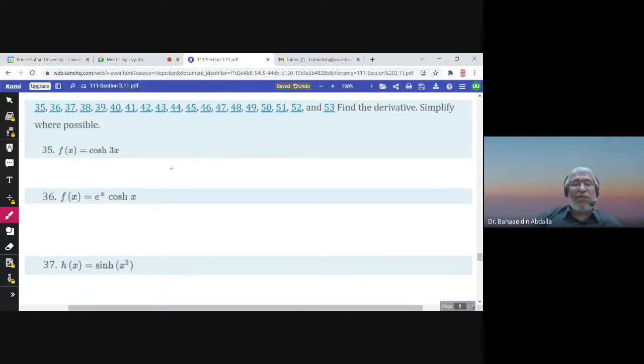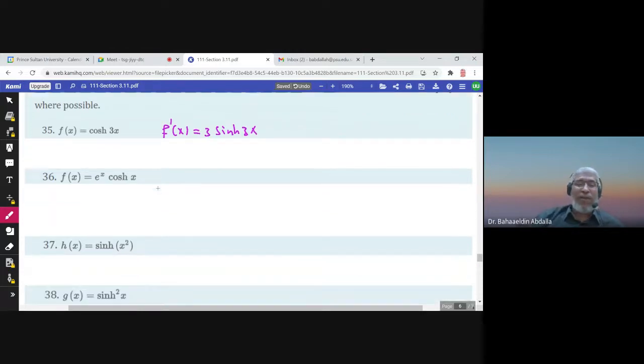Also find the derivatives here. So f prime x is the derivative of cosh, which is sinh, and the derivative of 3x is 3. Here I use the product formula.